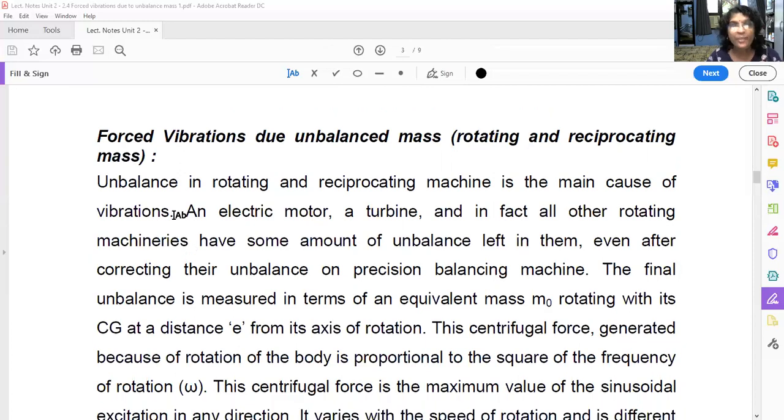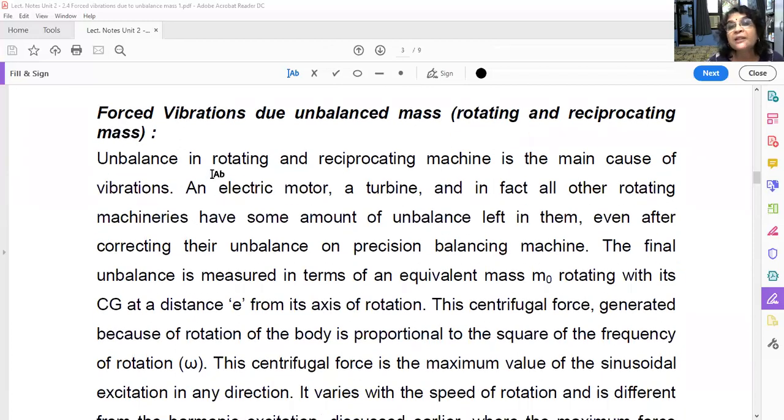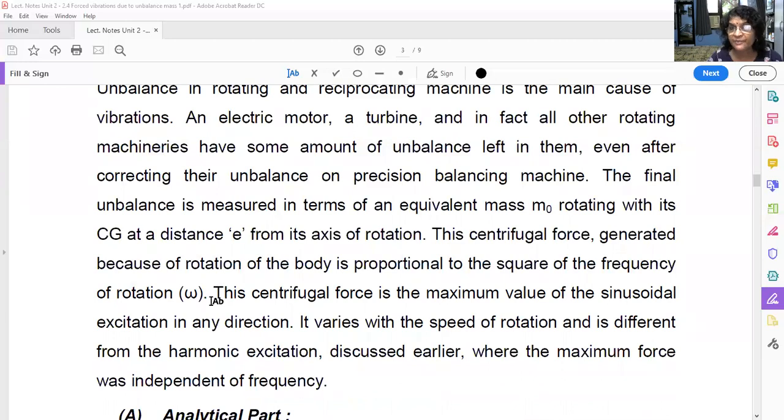Unbalanced mass, that is unbalance in rotating and reciprocating machines, is the main cause of the vibrations, as I told you right now. For example, an electric motor, turbine, or in fact all other rotating machineries have some amount of unbalance left in them even after correcting their unbalance on a precision balancing machine. The final unbalance is measured in terms of an equivalent mass M0 rotating with its CG at a distance e from its axis of rotation.